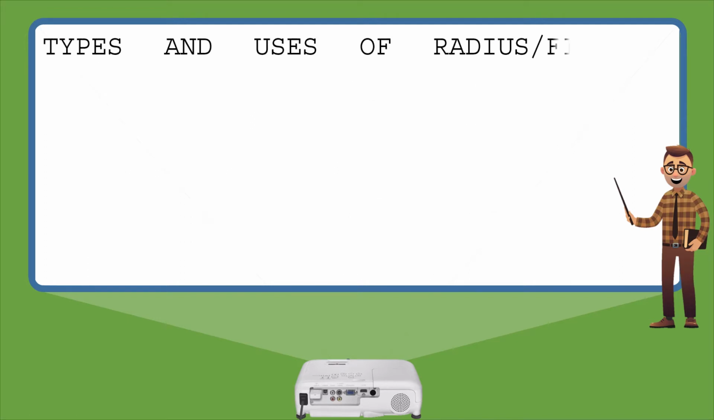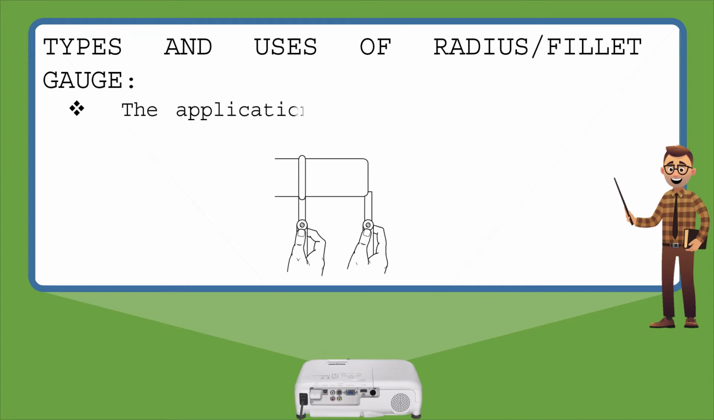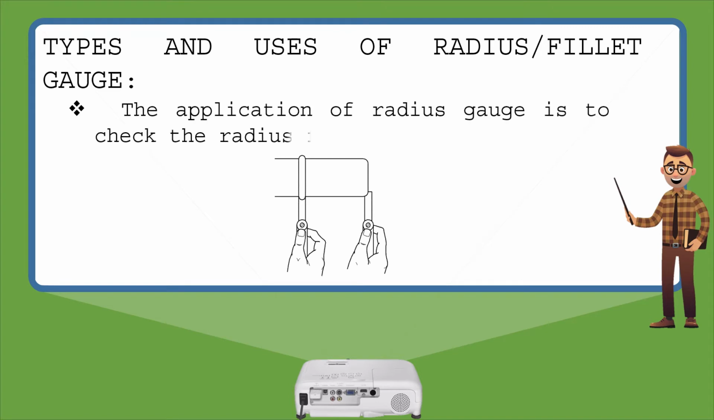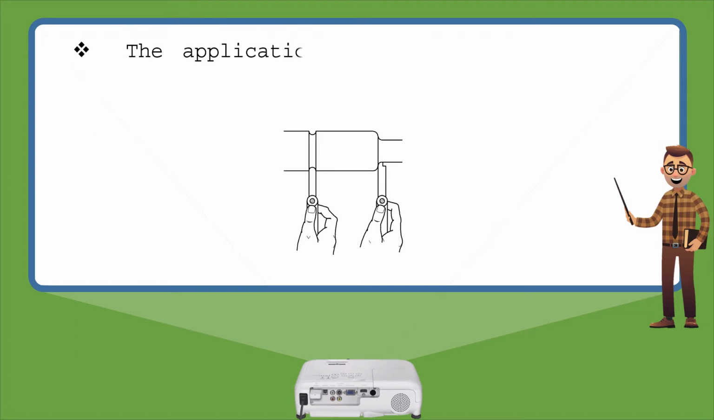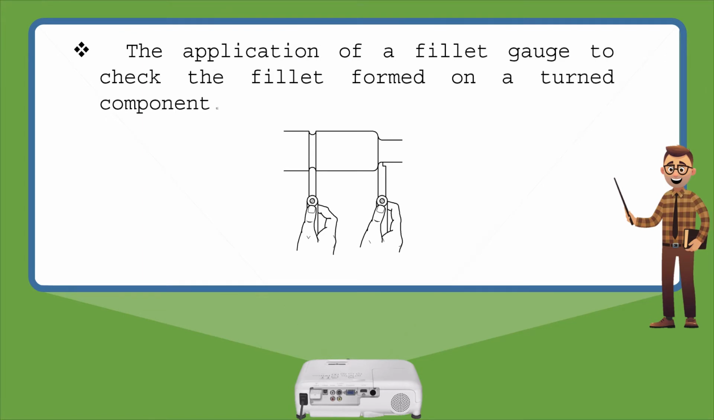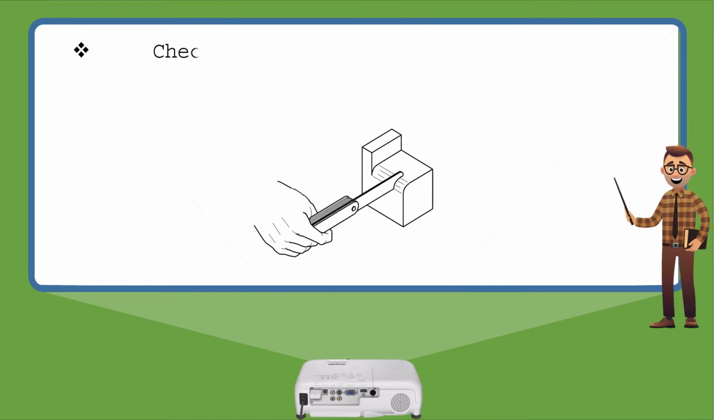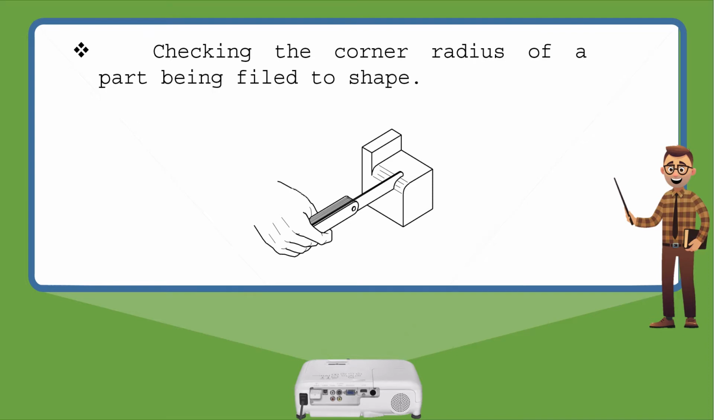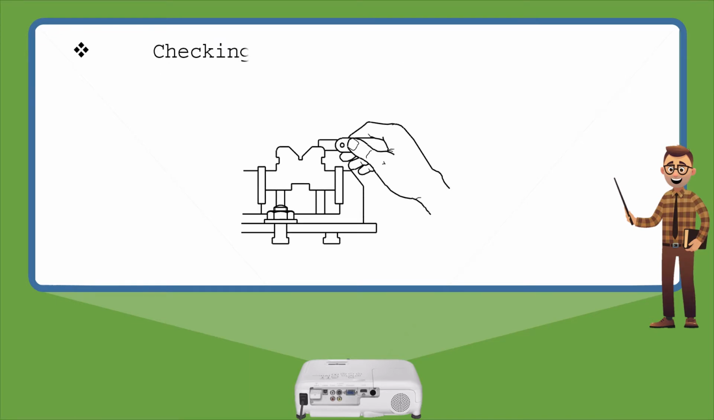After the definition, we can see the types and their uses. The application of radius gauge is to check the radius formed externally. The application of a fillet gauge is to check the fillet formed on a turned component. Checking the corner radius of a part being filed to shape. Checking a radius formed by a milling cutter.